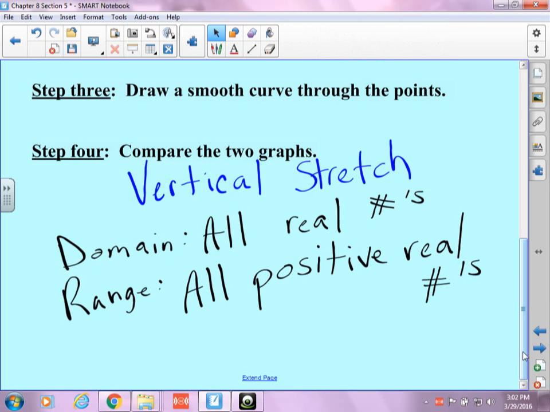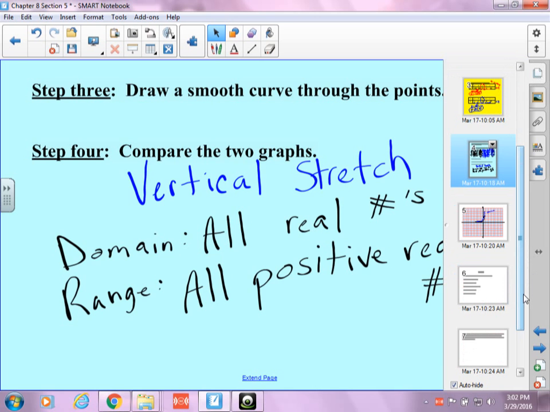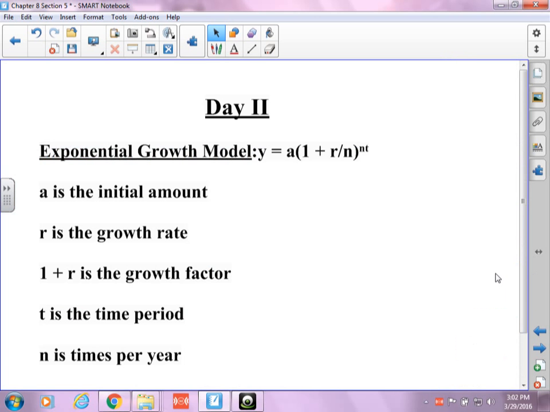Make sure that you do all 4 steps. When you do your assignments, make sure that you not only are doing the problems, but you're also checking the answers. And that is it for day 1. Tomorrow we'll look at day 2 and see exponential growth in real life situations.